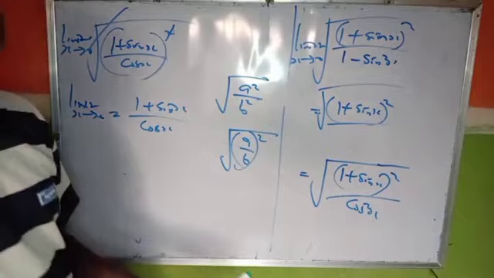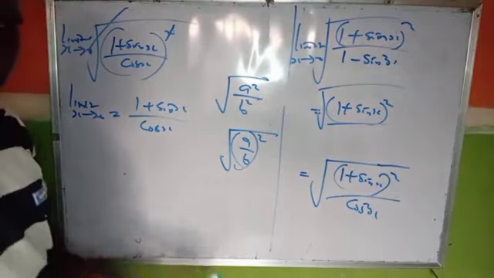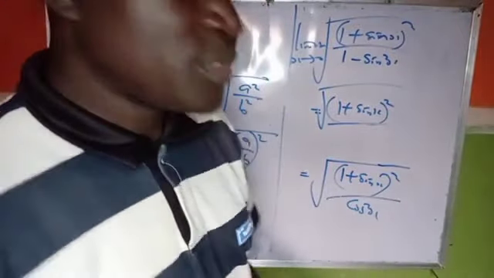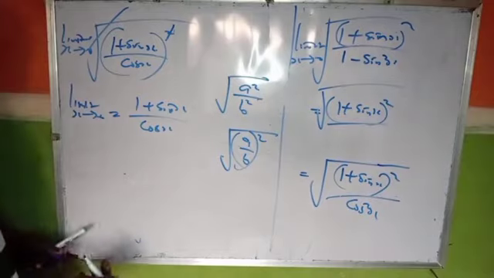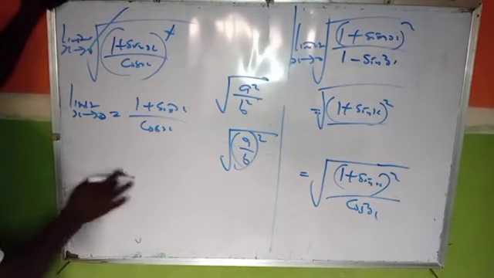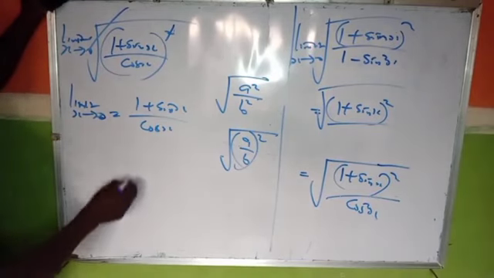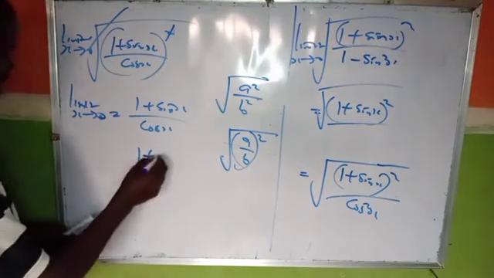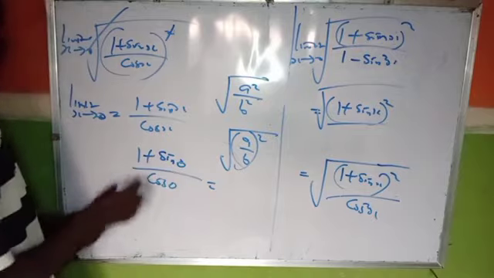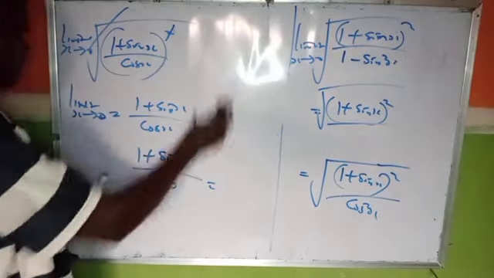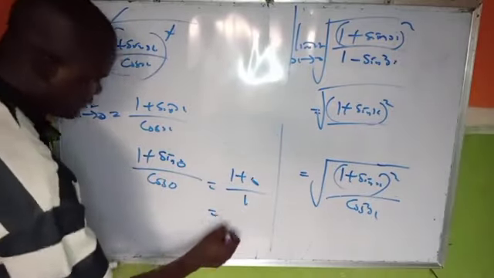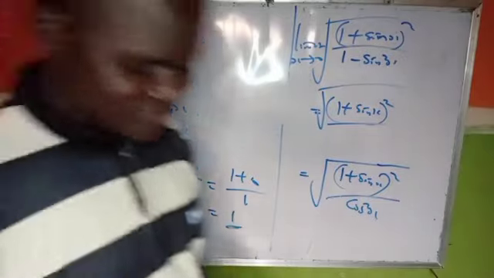Now, this is the solution. We want to test it now. Can this one work? Remember the one we did the other time did not work, then we used L'Hopital's rule. What about this one? Does the rationalization solve this one? So x is 0, so you can substitute directly now. You have 1 plus sine 0 over cos 0. Sine 0 is 0, cos 0 is 1. So 1 divided by 1 is 1. So the limit is 1.